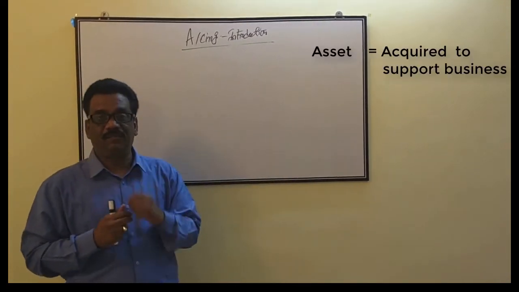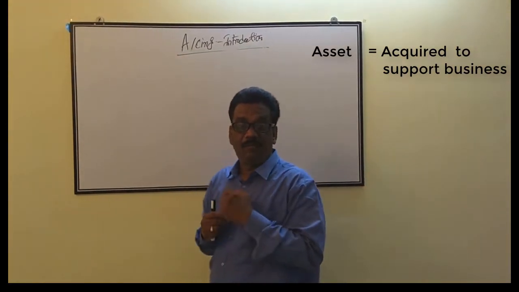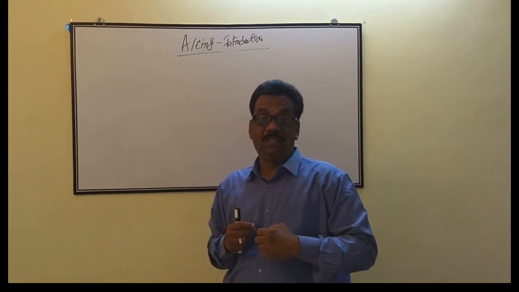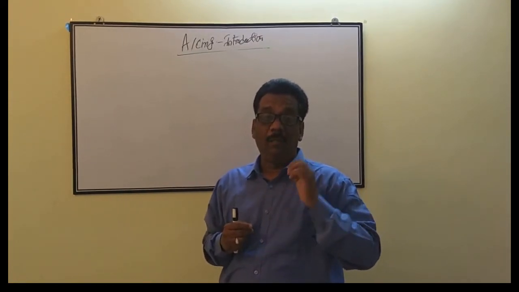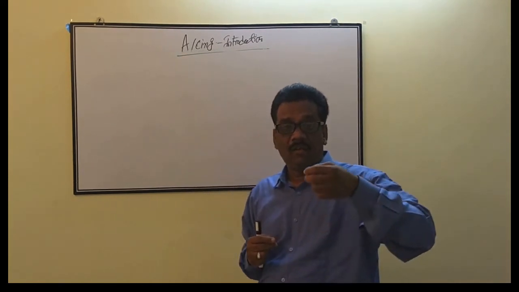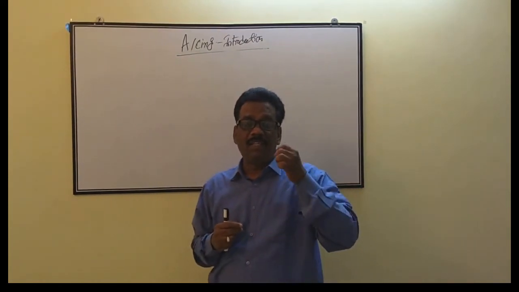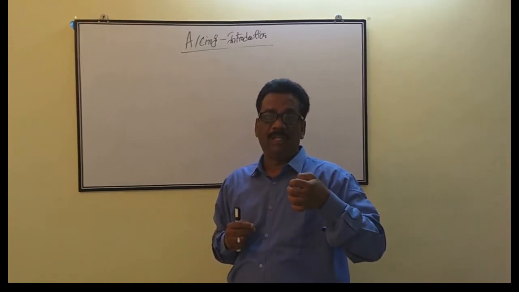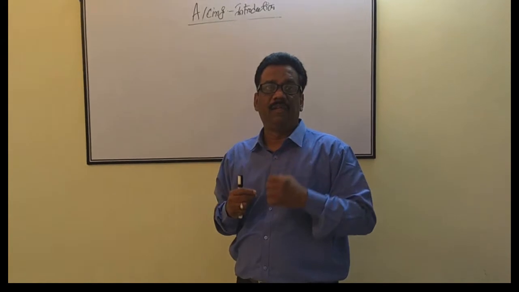Next one is the asset. Asset is an item which supports the business, like land and buildings, plant and machinery, vehicles, and so on. So a fixed asset, once it is created, will support the business till the end of its life.